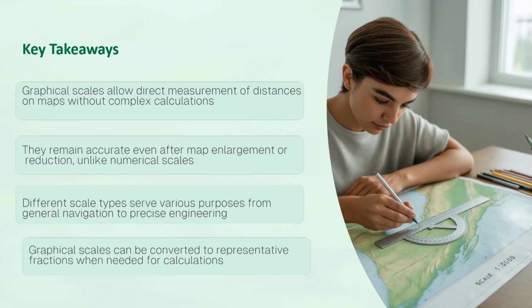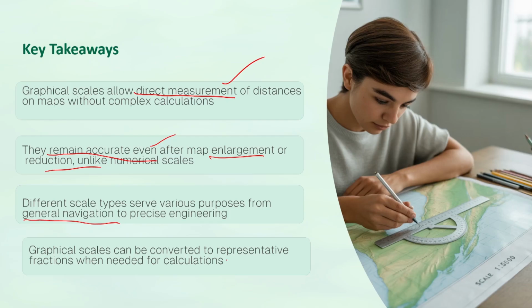Now, the key takeaway from this session I want to say to you: a graphic scale helps you for direct measurement, and it will remain accurate after enlargement and reduction, right. And we have different graphical scale types used for various purposes. For example, the diagonal scale is used by engineers for preparing village maps, even building plans, etc. And it can be converted from graphic form to representative form and statement form. This is all about this session. Thank you very much.